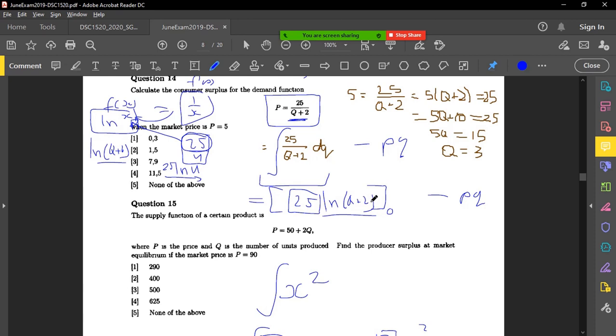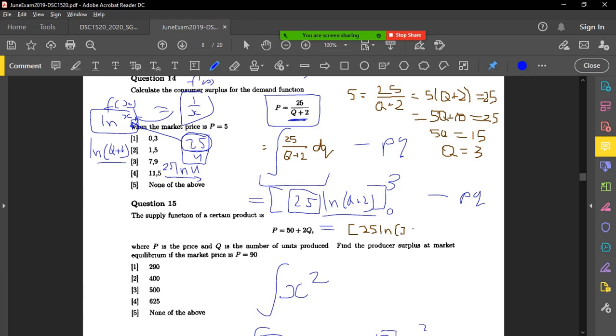And then you've got obviously 0 to 3. Then you're going to carry on and substitute. I'm going to substitute 3 into here and then 0 into here, and then subtract them. So you're going to have to substitute 3 and 0, yes. 25 ln 3.